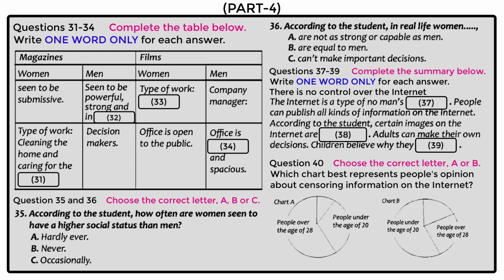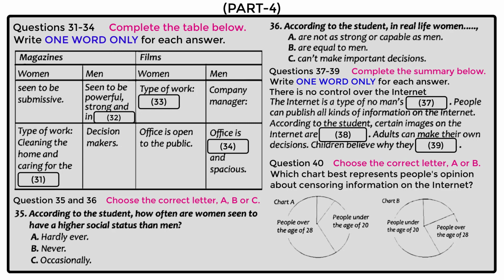So, what's the internet like? In fact, I think the internet is probably the worst of all the media. I don't know why exactly, but I think it's probably because there is little or no control over the internet. Instead, the internet is seen as a type of no man's land, if you like. That is to say, it's not actually owned by one person or one company. Therefore, people are free to put whatever information on the internet they want.